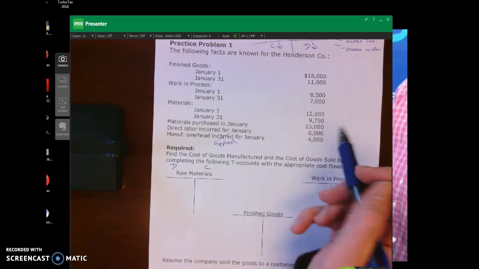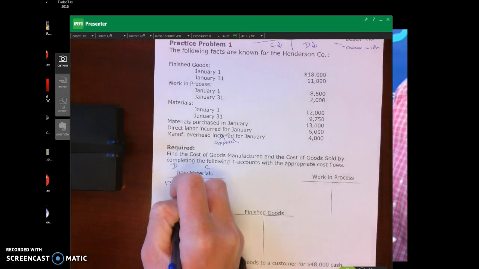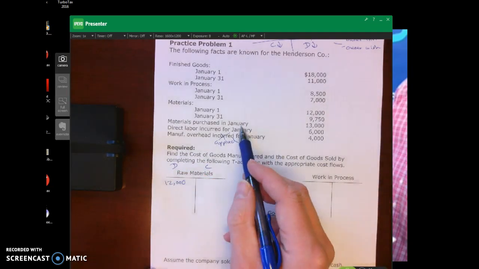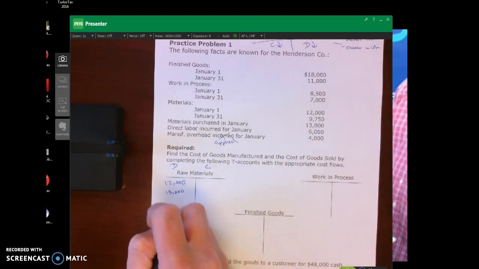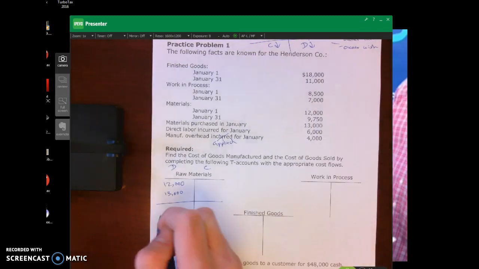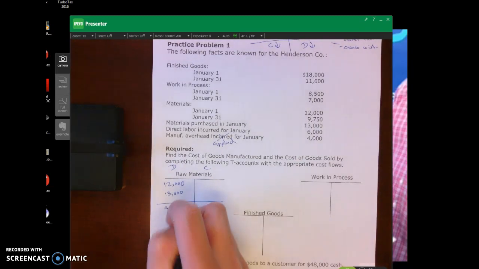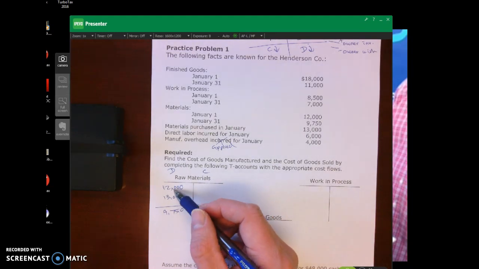So if you look over here, this 12,000 are materials. We start out there. That's going to go on the debit side because it's an asset. And it says I purchased, that's my beginning balance. I purchased 13,000. And then I can draw my line and show my balance of 9,750.